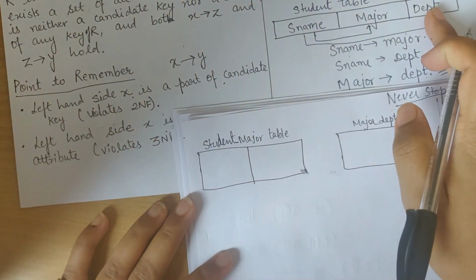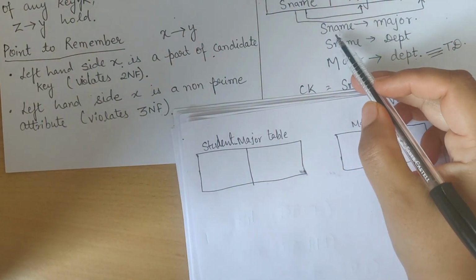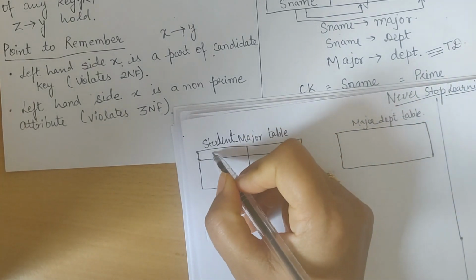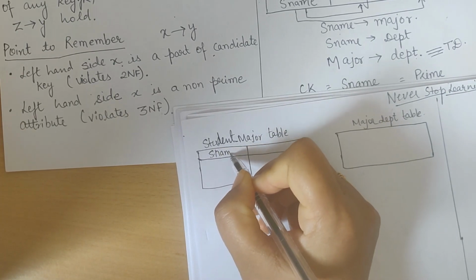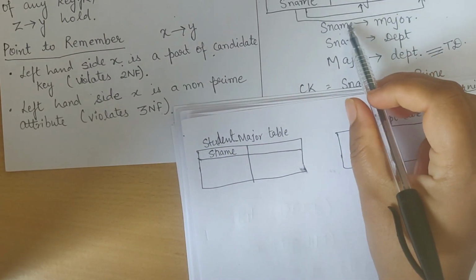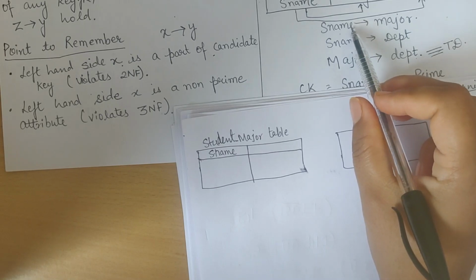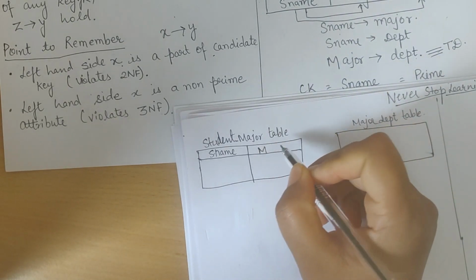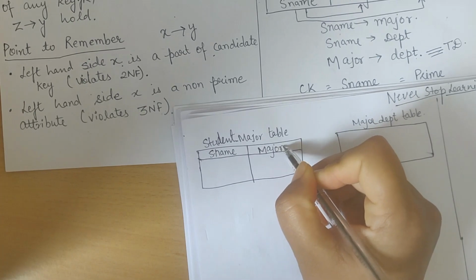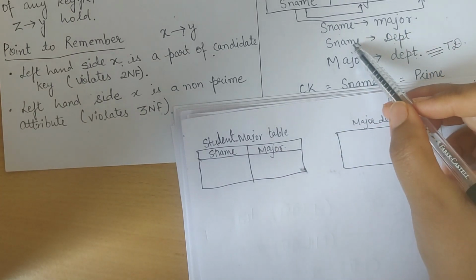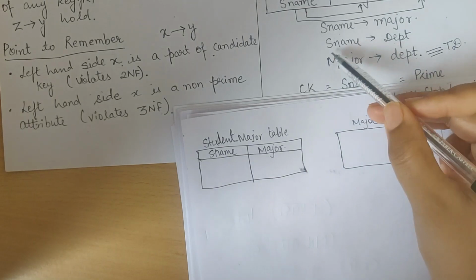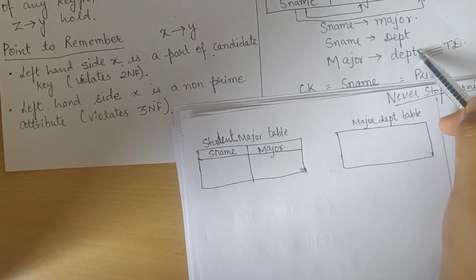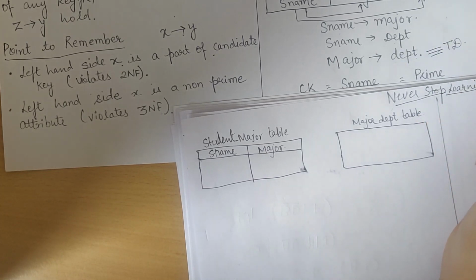Now how am I doing this? See the dependencies. S name determines major. So the first table I will have for the candidate key. So here S name will come, and any attribute which is fully dependent on this. Yes, here major is fully dependent on this. Now, department is also dependent on S name, but what is happening? Major is saying I have the power alone, without S name also, to determine department.